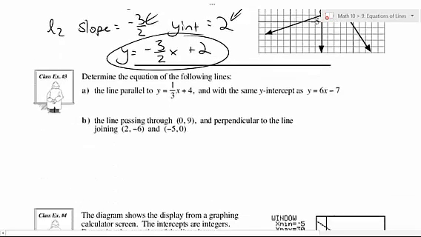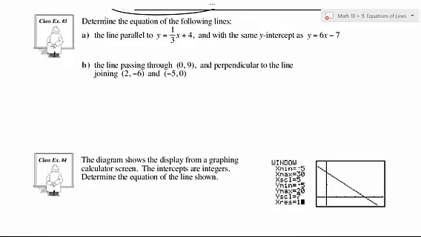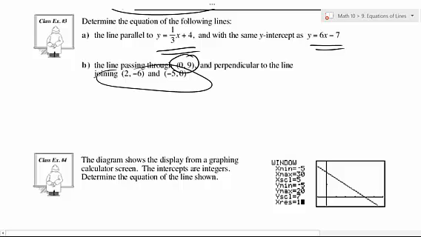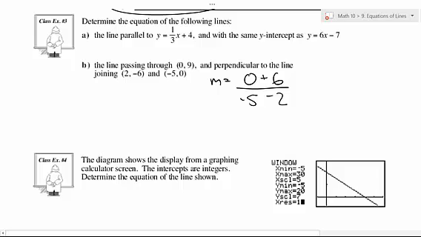All right. So I want you to try class exercise number 3. Determine the equation of the line parallel to this equation with the same y-intercept as this, okay? And then the line passing through this point and perpendicular to the line that joins these two. So now you got to use a little bit of what we've learned from the last unit and this unit, put it all together, see if you can do that. Press pause now.